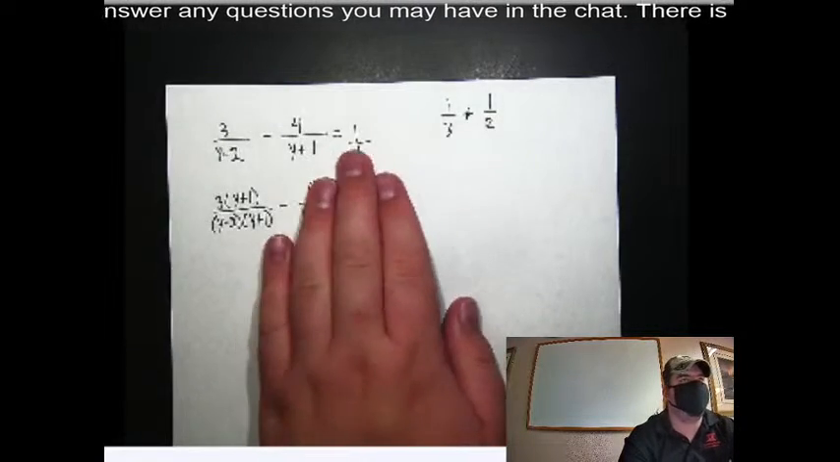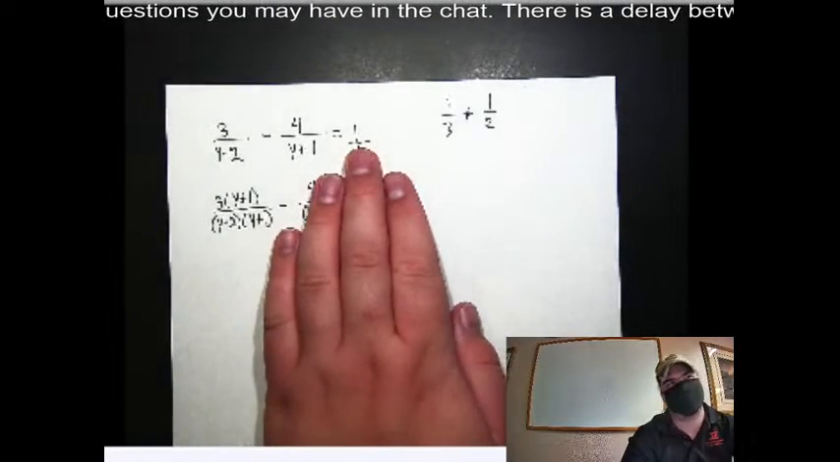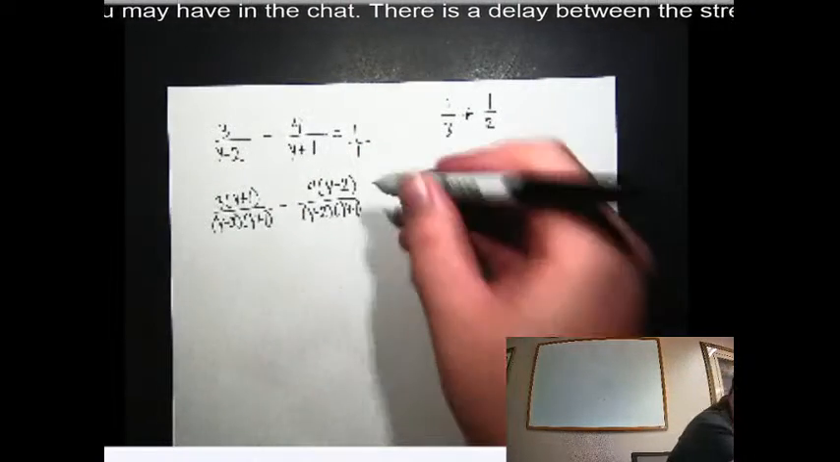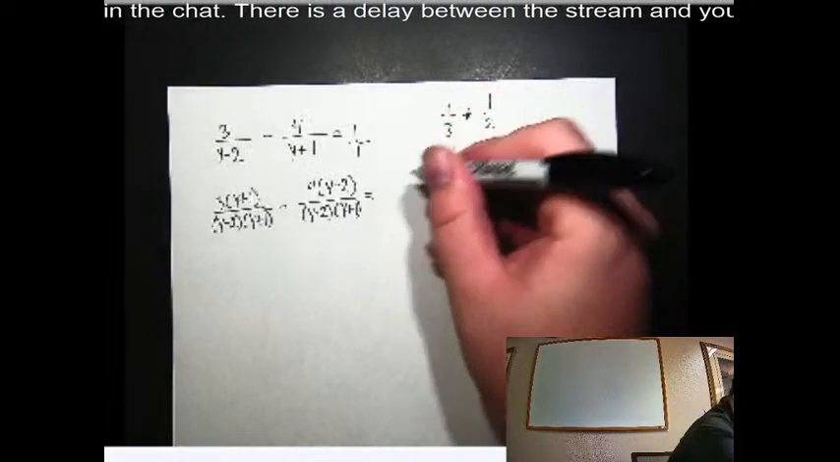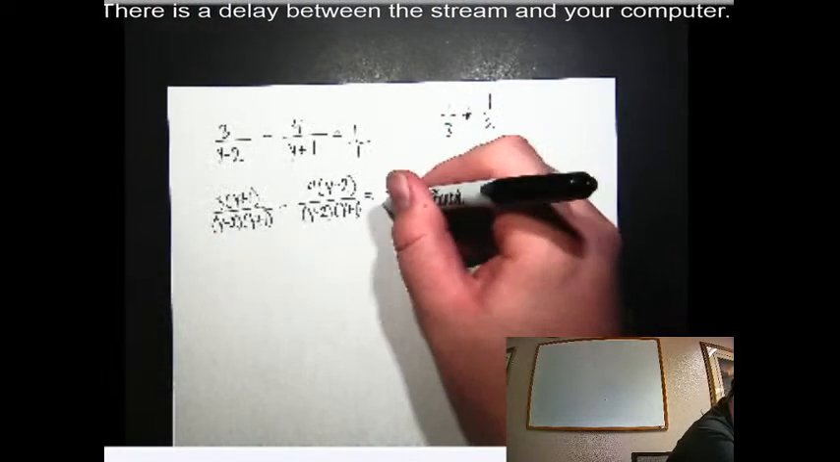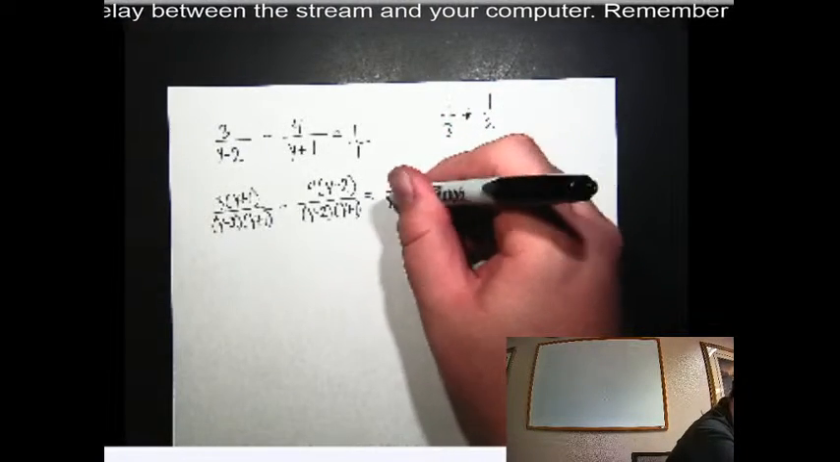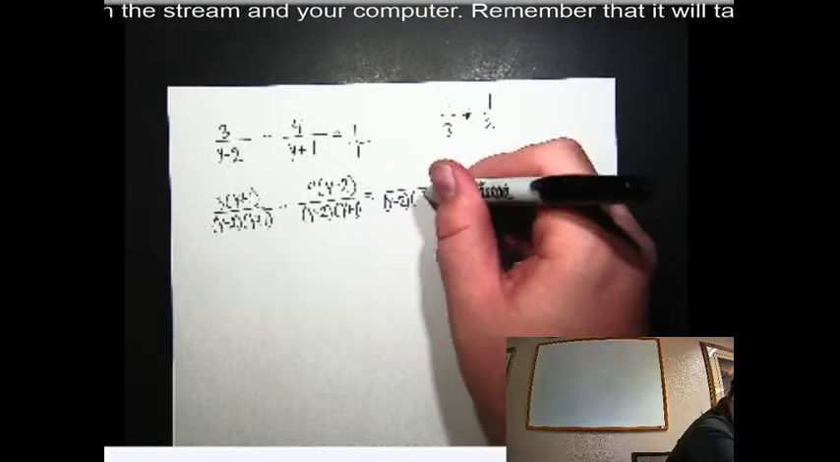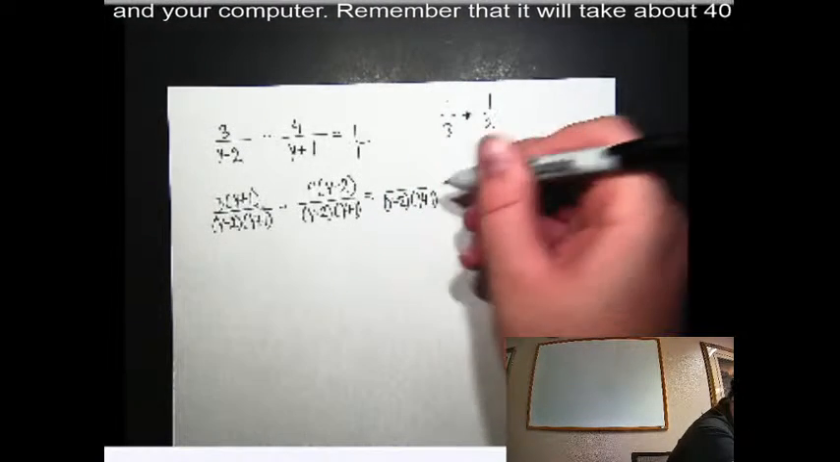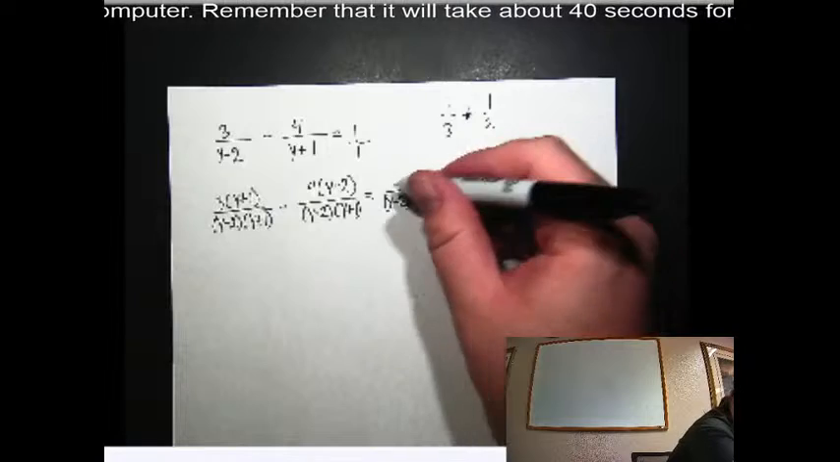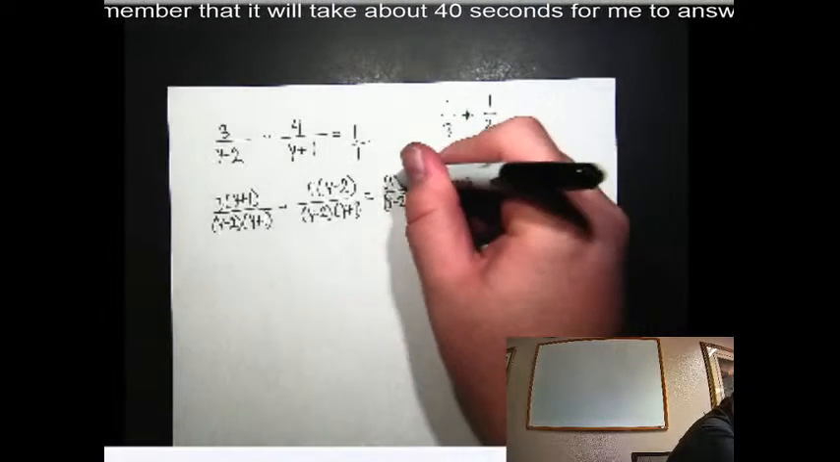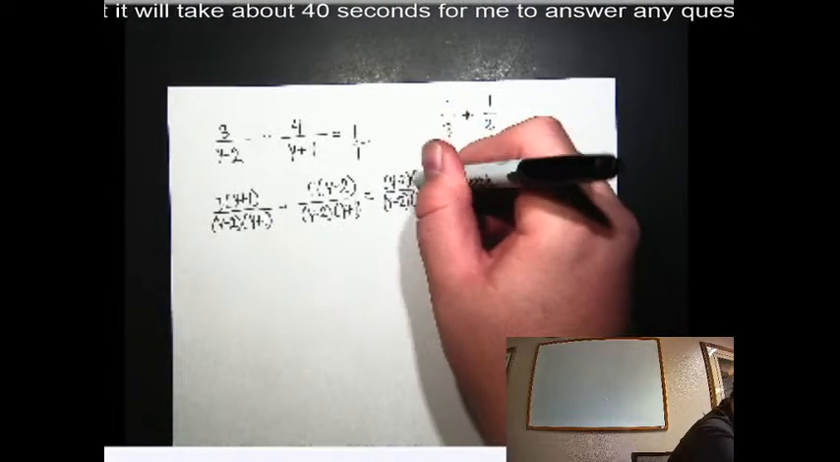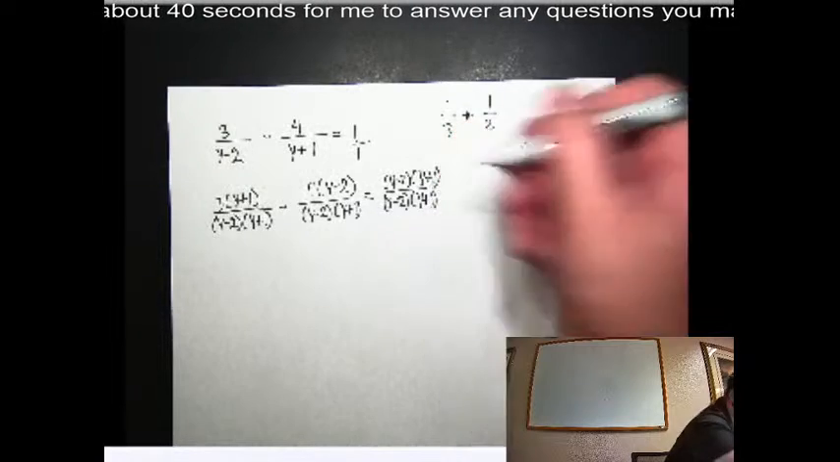And we want to get a common denominator on this one as well. Well, it's pretty easy, it's 1. So we have y minus 2 times y plus 1. Same thing to the top. Y minus 2 times y plus 1.